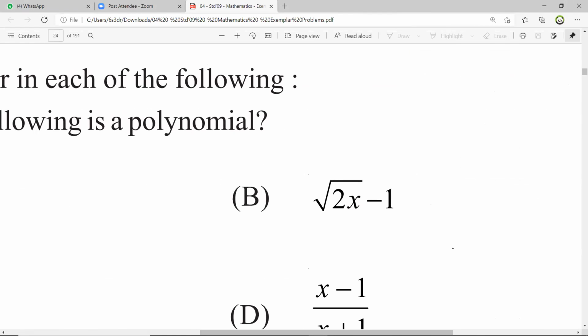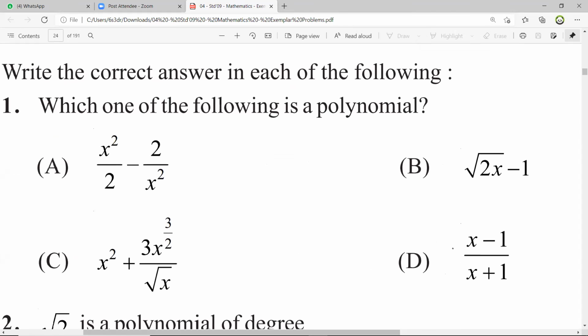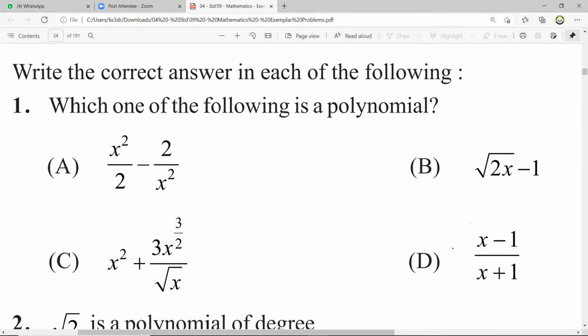1 by 2. Yes, the power will be 1 by 2. So, Hamna, now is it clear? This is not a polynomial. Okay? Yes. All right. Now let's take a look at option D.